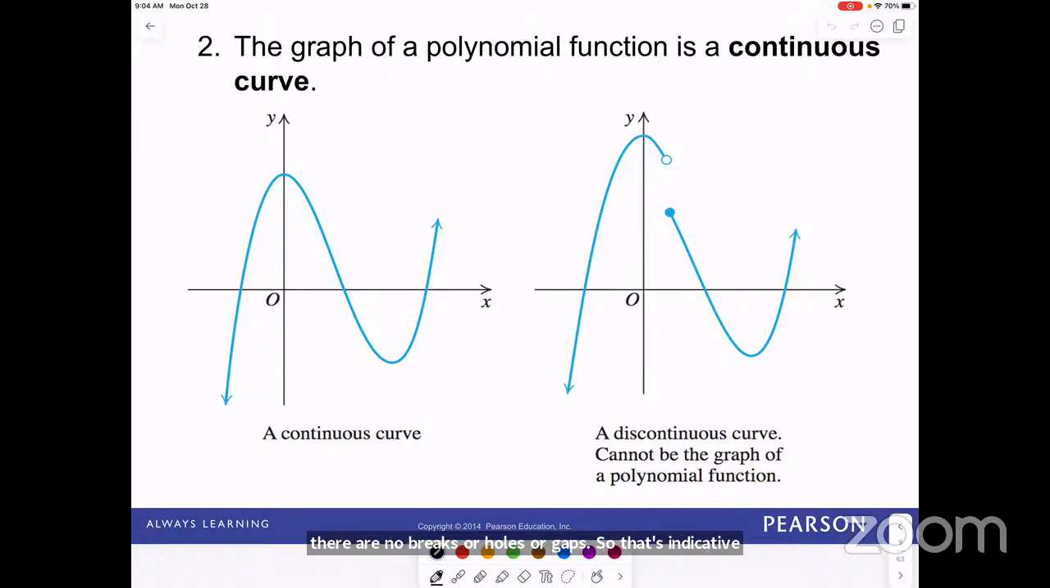So that's an example of a continuous curve versus the image on the right, where we have that hole or gap, right? If we have a hole or a gap or anything like that, then it's not going to be the graph of a polynomial function. So that's an example of a discontinuous curve. This cannot be the graph of a polynomial function.